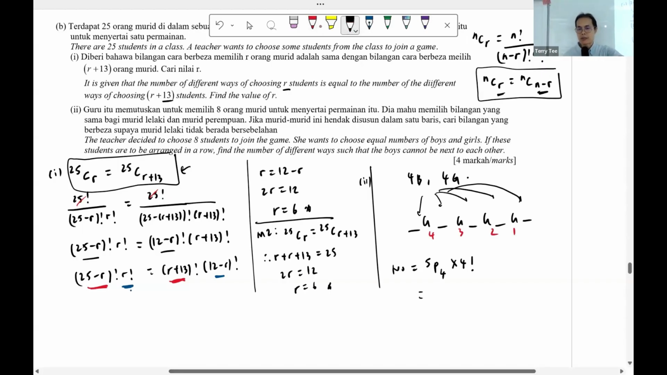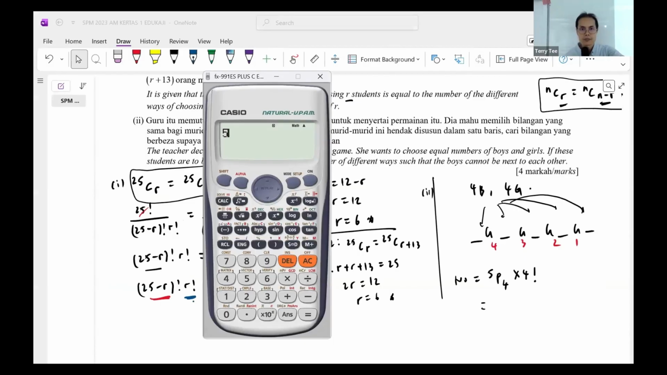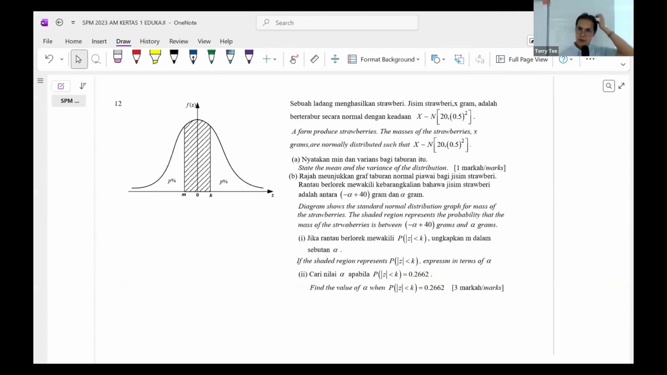So your answer will be what? Okay, what is 5P4? Let me just work it out. 5P4, calculator. 5P4 multiply with 4 factorial. My answer is 2880. Okay, moving on to question number 12.